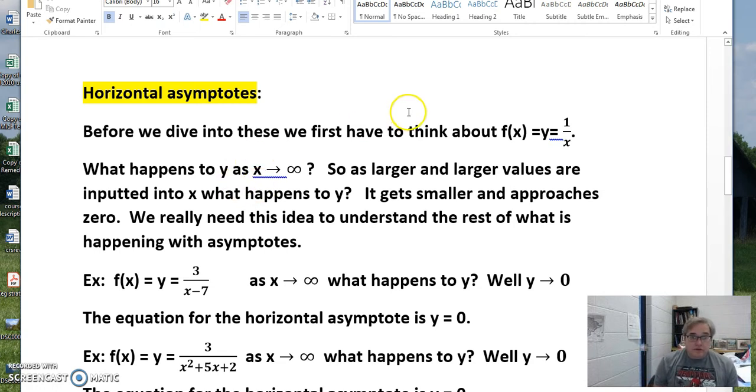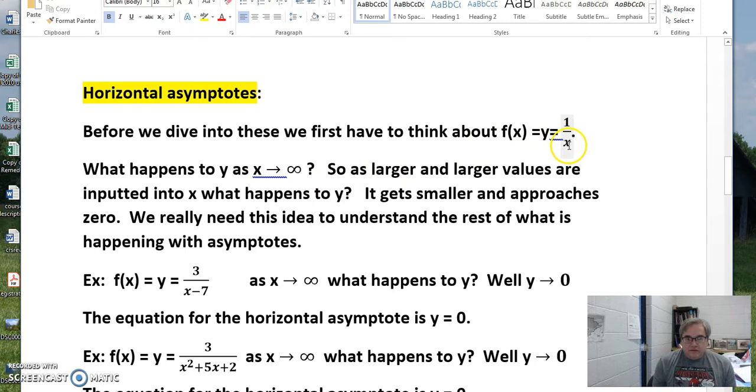And the first one we need to really think about and get into our memory banks is f of x equals, y equals 1 over x. I'm putting f of x equals y just to emphasize that f of x represents a y. So you always have to ask yourself a question: what happens to y as x goes to infinity? This is the math way of writing that. As larger and larger values are inputted into x, what happens to y?